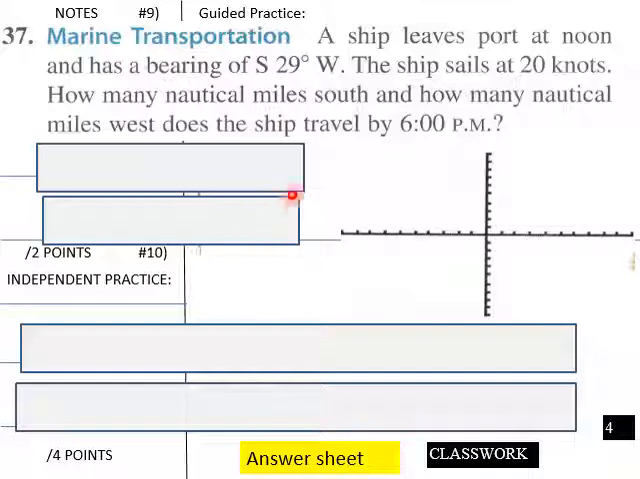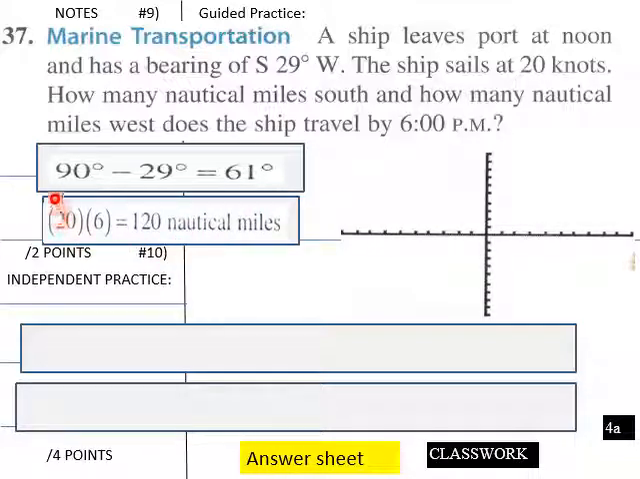Okay, into our guided practice here. Another ship leaves the port problem, has a bearing of south 29 degrees west. The ship sails at 20 knots. How many nautical miles south and how many nautical miles west does the ship travel by 6 p.m.? So for that there, we have 90 minus 29 degrees equals 61 degrees.